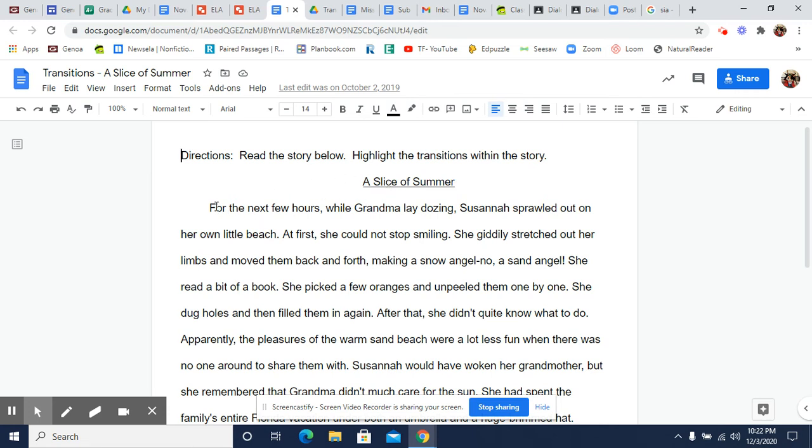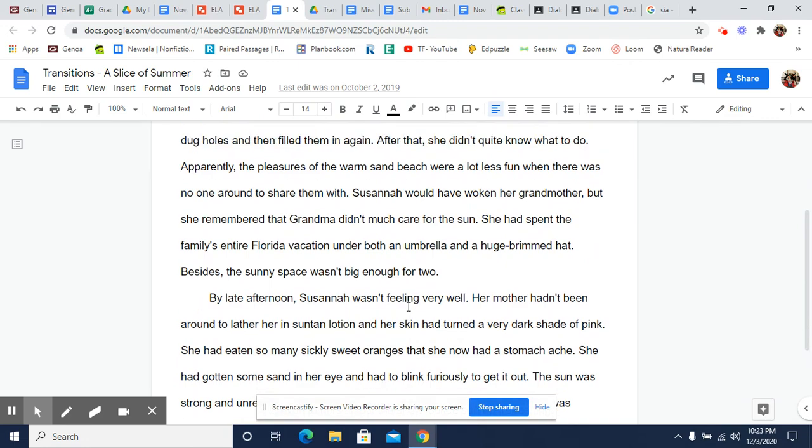So, for example, for the next few hours, that is a transition. So highlight that. While is also a transition. So I would highlight that. There's two transitions here in the same sentence. You're not always going to have that, but I just want you to go through and highlight each transition. And then you're going to go over it at the end of class. So make sure you highlight all of them.